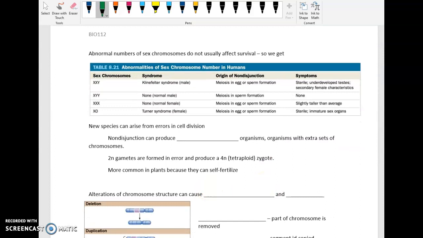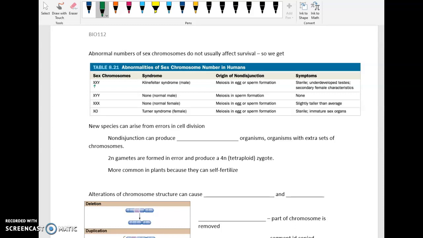Sex chromosomes, though, you can have an abnormal number. If you get 2 X's and a Y, Klinefelter syndrome occurs, and the person will be sterile with undeveloped testes and some secondary female characteristics because they have this extra X that they shouldn't have. You can get individuals with 2 Ys, and when this occurs, we get a normal male.